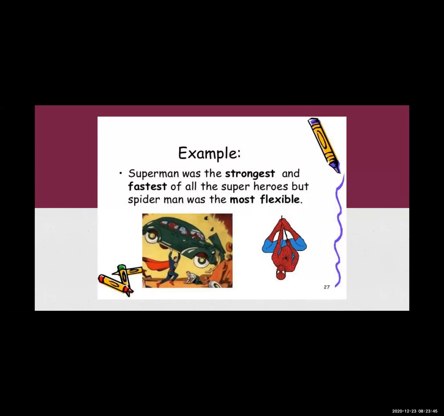Superman, again the example is there. Superman was the strongest and fastest of all the superheroes, but Spider-Man was the most flexible. Now over here there are two superheroes, as you have read many comic books. Superman, Spider-Man, Batman, there are many types of superheroes. So we are comparing two superheroes, Superman and Spider-Man. Superman is the strongest and fastest, meaning he runs very fast. So for that I have chosen fastest, and he is very strong.